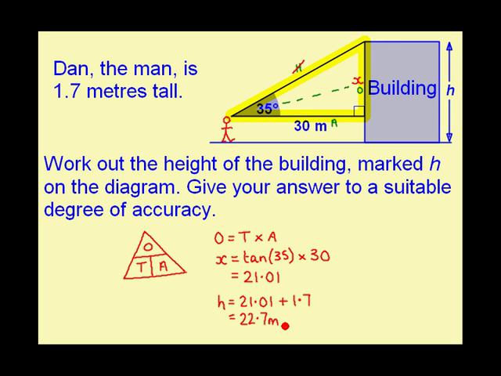Here's the final answer. You should have found this side here of the triangle using trigonometry, and that's 21.01. You needed to realise that the height of the building was this plus the height of the man. So that's 21.01 plus 1.7. This gives you the total height of the building, and that's 22.7 metres.